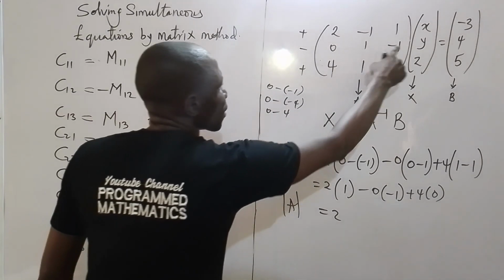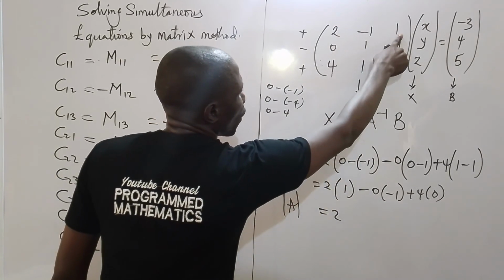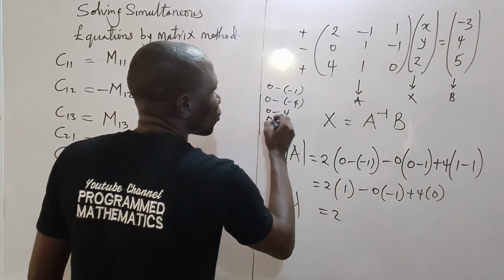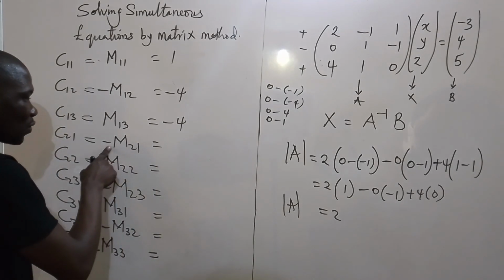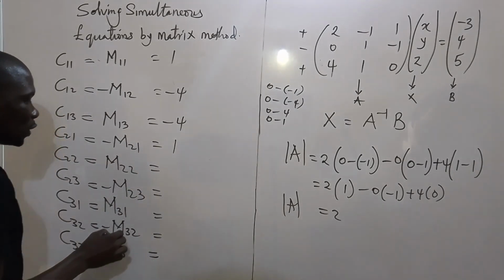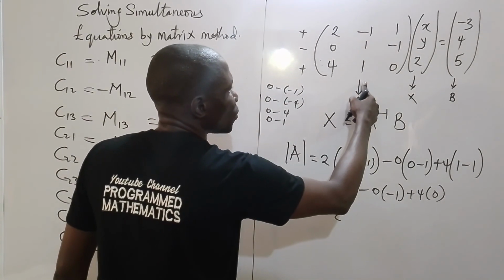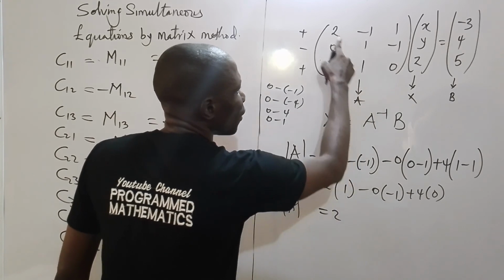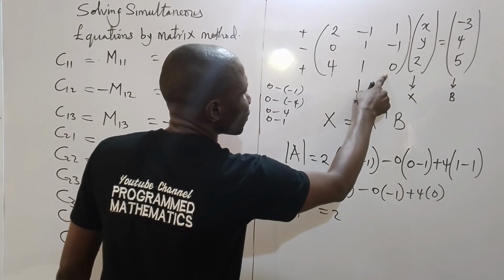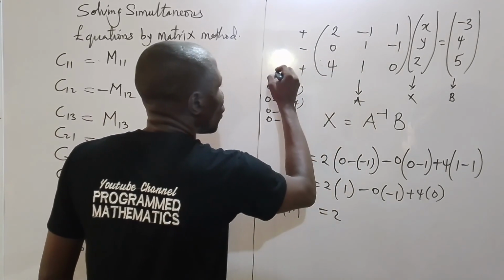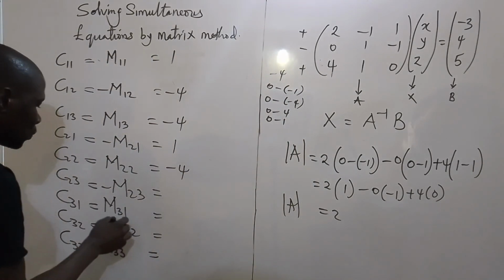M21, second row, first column. Minus 1 times 0 is 0, minus 1 times 1 is 1. So that's minus 1 there. Because of this minus, this will give us plus 1. M22, second row, second column. Delete them. Find the determinant of the leftover. 2 times 0, that's 0, minus 4 times 1, 4. So 0 minus 4 is minus 4. So this is minus 4.